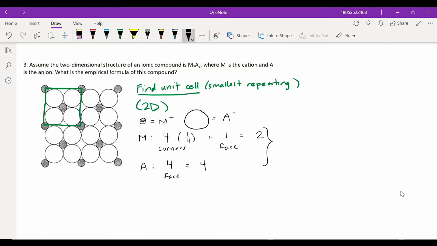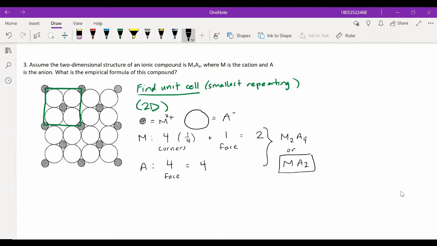So then if we put this together, we have a formula M2A4. Because it's an ionic compound, this is always written as an empirical or lowest ratio formula, so MA2. So what we would actually get from that is that most likely the metal would have a charge twice the anion, so probably the metal would be 2+ and the anion would be 1- or something along those lines. That's kind of another layer we could go into, but we just need the formula for now.